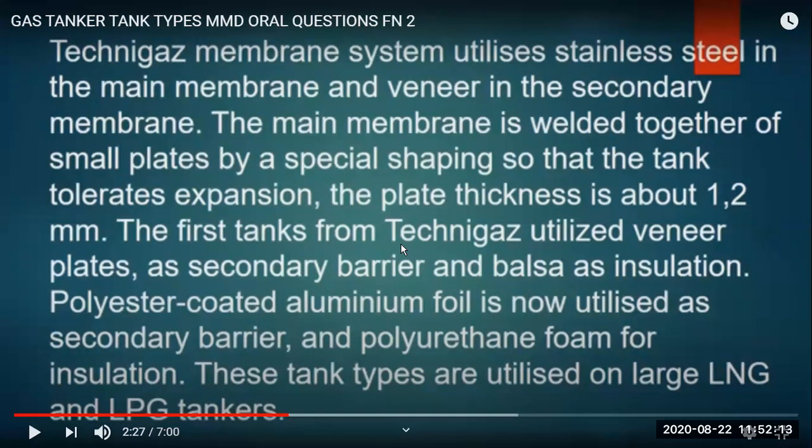So initially they were utilizing only veneer plates as secondary barrier and balsa as insulation. The balsa wood is a very good insulating wood. Also, polyester coated aluminum foil is now utilized as a secondary barrier, and polyurethane foam for insulation. Polyurethane foam is a very good insulator. Initially, you can even just spray it. These tank types are utilized on large LNG and LPG tankers. So you can have it on LPG or LNG for refrigerated systems.